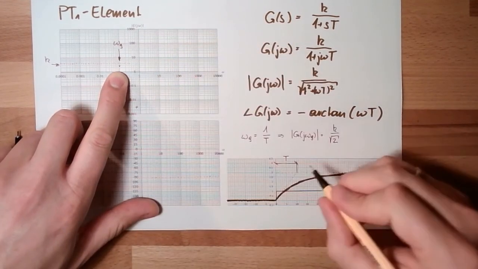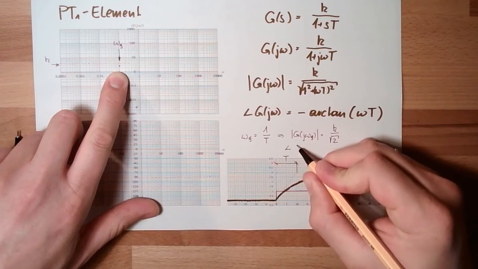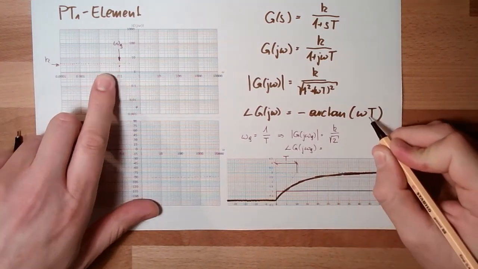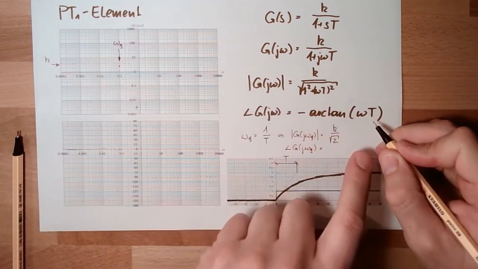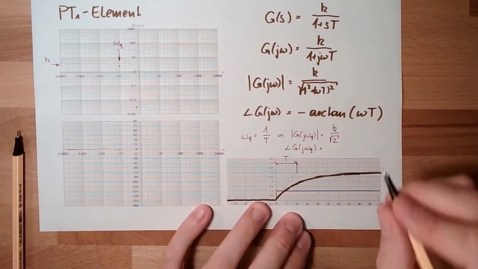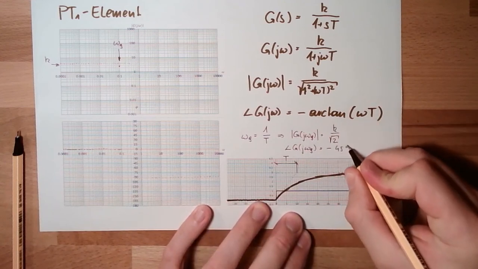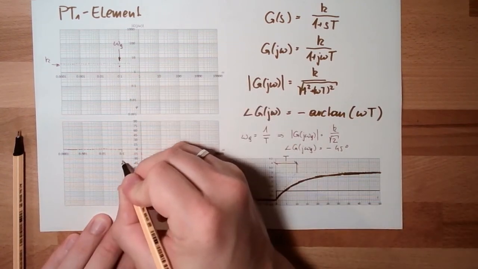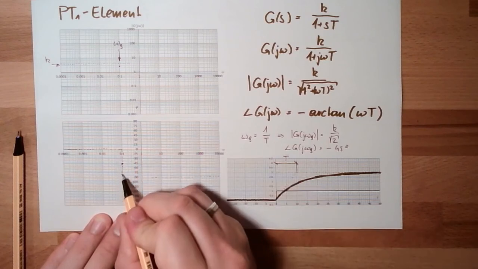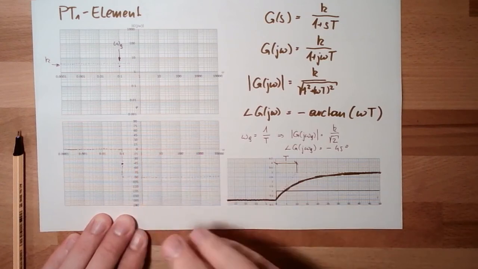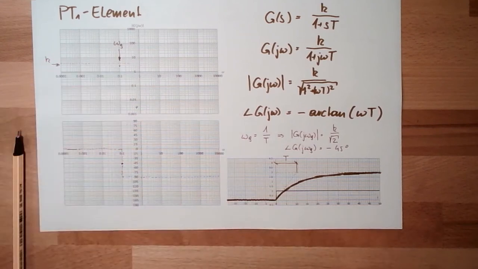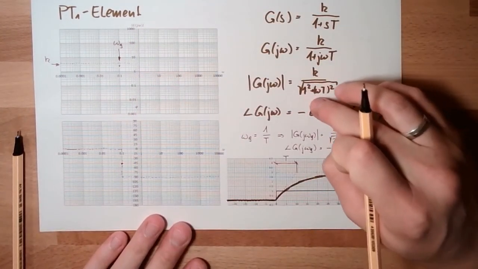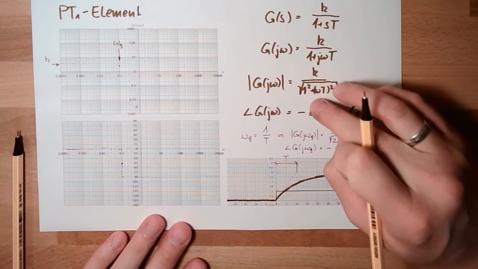And the argument at this frequency, omega g, this is 1, arctangent of 1 is 45 degrees, it's minus 45 degrees. So here we are at minus 45. And this is exactly the characteristic frequency of our PT1. Exactly here we'll start to drop, because then this is getting more and more important.